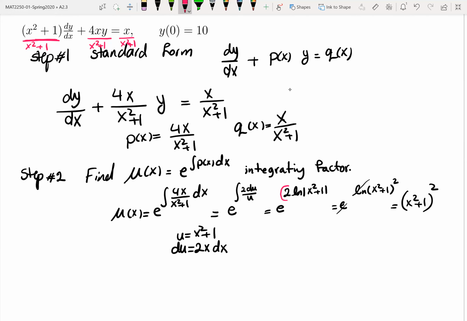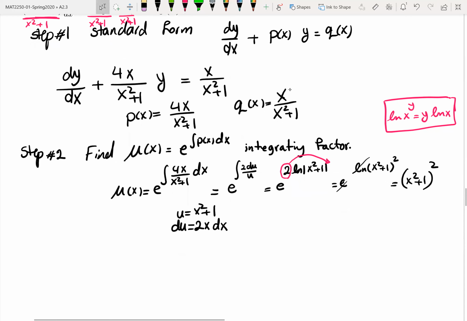That was the property I jumped here. So if you don't remember, natural log of x to the power is power times natural log of x. That's the rule. Is that okay?